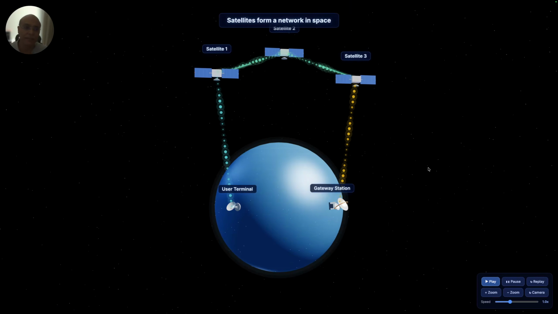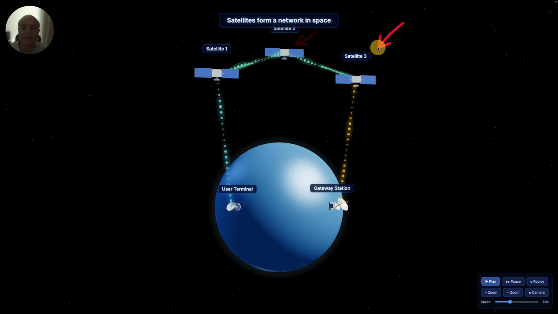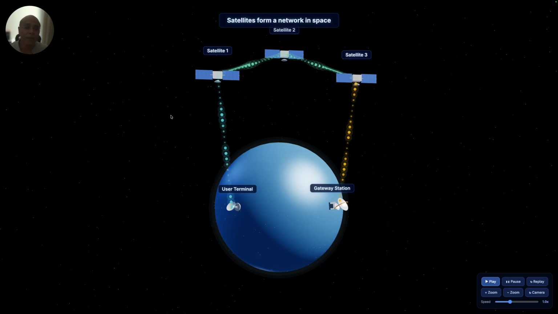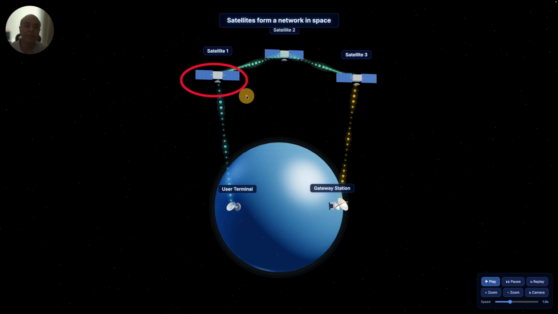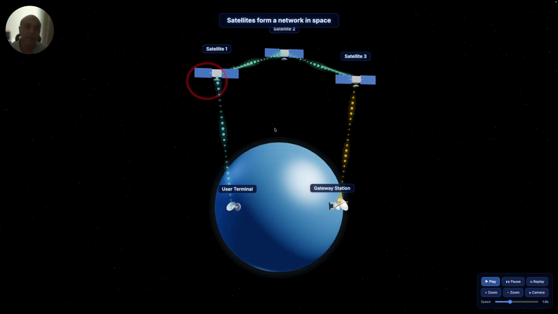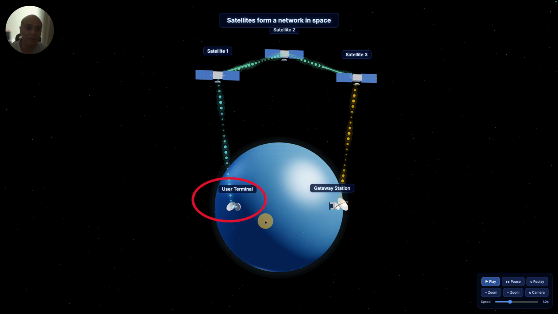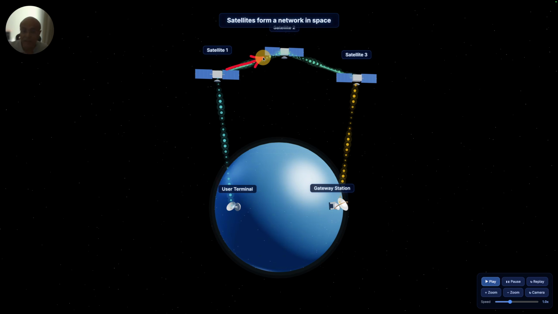What you see here is a user terminal and a satellite, then another satellite, the second satellite, and then the third satellite. Friends, what may happen is that the user terminal may be under the footprint of satellite 1, but the gateway may not be in the footprint of satellite 1, right? But in order for the user terminal to get out into the internet, it goes here and then through another satellite, via the inter-satellite links, which are laser.